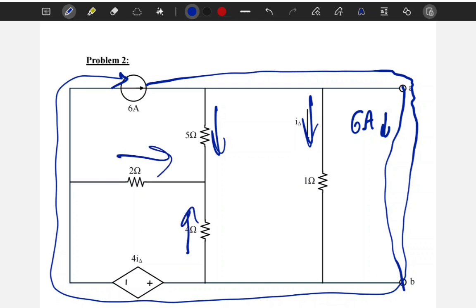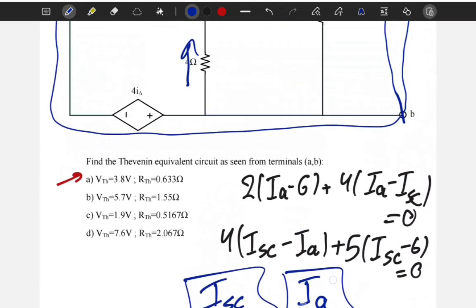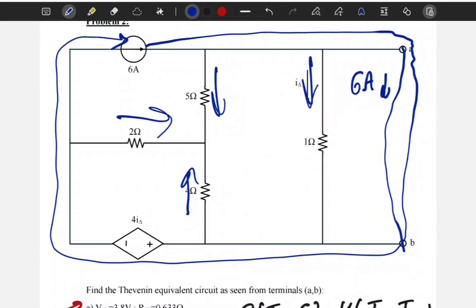See? The simplification, the idea, or the permission to have a short circuit across A and B has basically solved the entire circuit. After we did the mesh currents, obviously, but this short circuit is a grace, right? Okay.